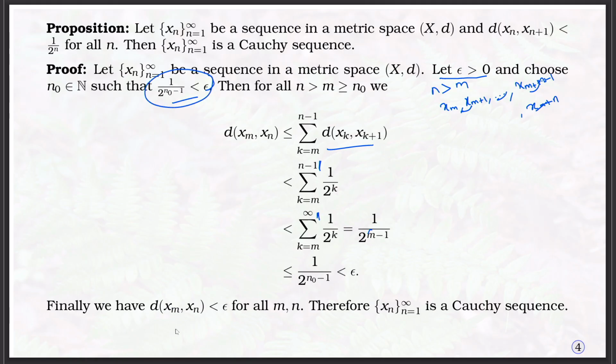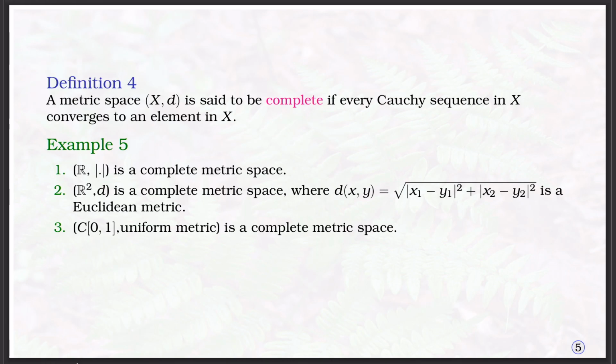So, finally, we have that the distance between any two elements after a certain stage n_0 is less than epsilon for all m and n. Therefore, x_n is a Cauchy sequence.